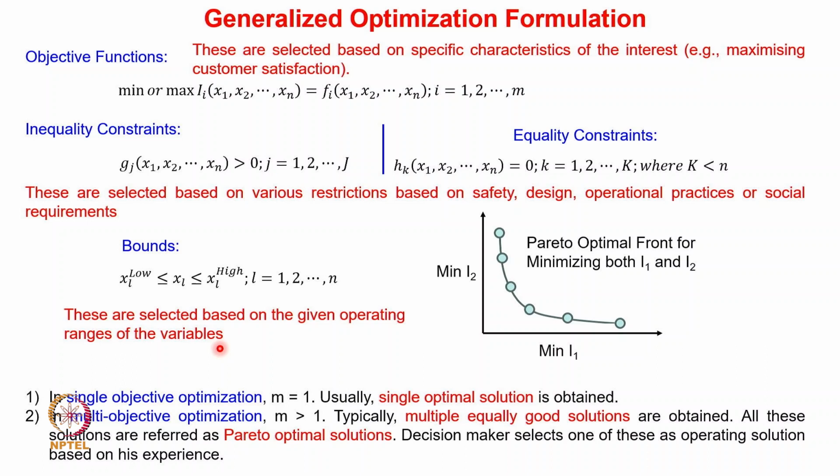Now you can see that typically in a single objective optimization we typically get one optimal solution. Okay, but whenever we are having multiple objectives, like let's say if you are having one objective which is maximizing the customer satisfaction and another objective is maximization of the profit, so both the objectives are maximization and both these objectives have to be satisfied simultaneously, whenever such multiple objectives are there, instead of getting a single solution, we get a set of multiple equally good solutions like this, and all these equally good solutions we refer to as Pareto optimal solutions. So we will see more details on these as we go ahead, and one has to select one of the operating solutions out of these equally good solutions in the plant.